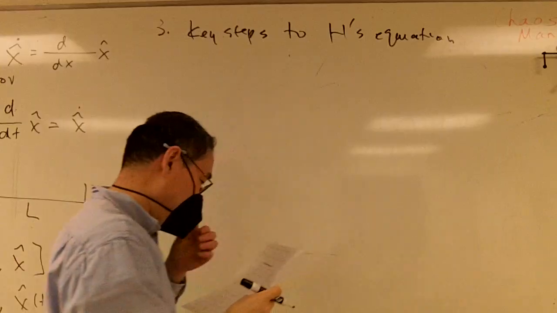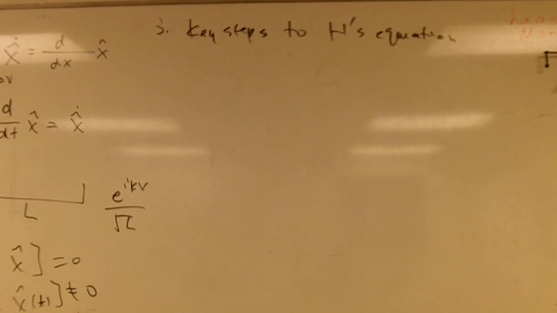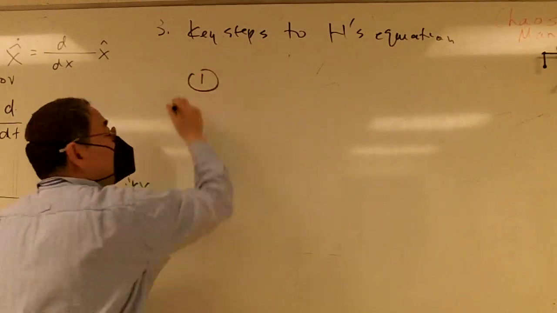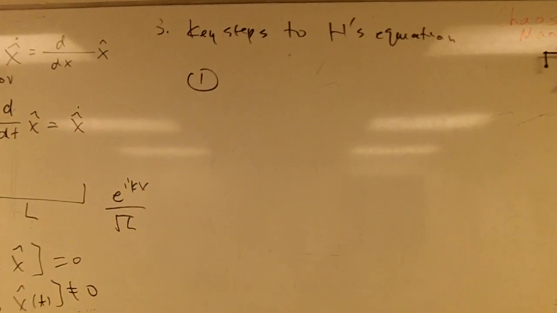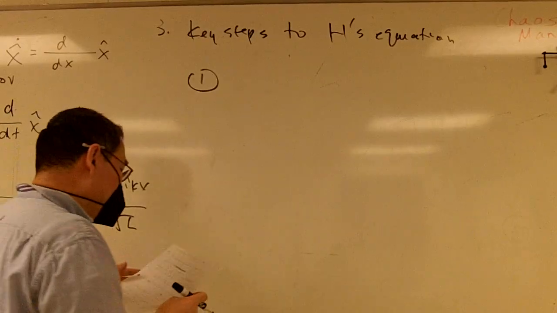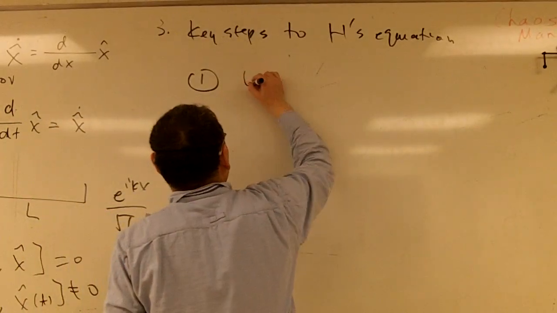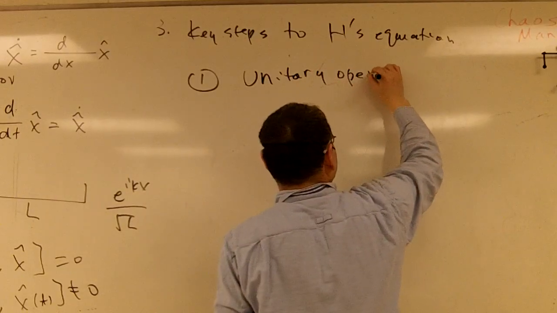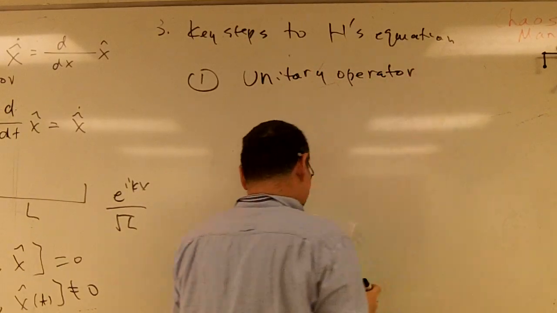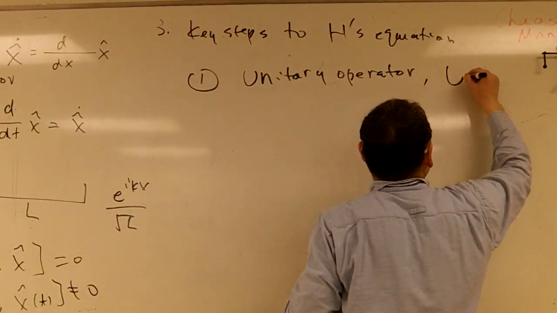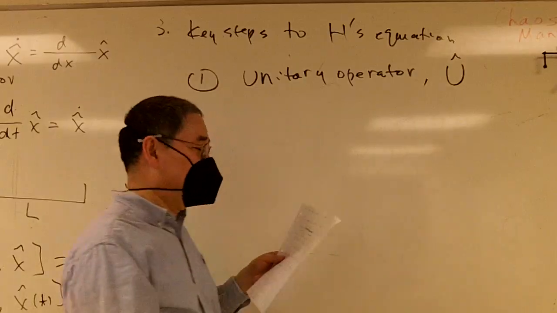How to get this one here? I am going to show you a very simplistic view, but it's quite powerful. Just remember these, and you will understand how these calculations work. The first step is that we introduce an operator called a unitary operator, and we use the symbol U, with a hat on top.